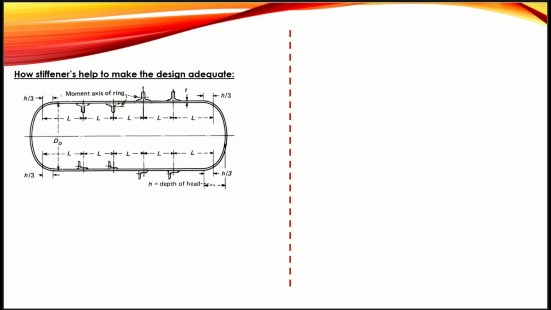If I reduce the L by Do and Do by T ratios, the failure chances decrease, because buckling depends on the L by Do and Do by T ratios.